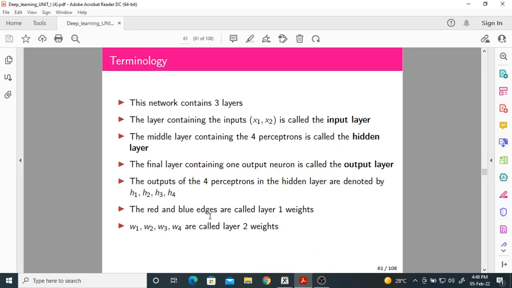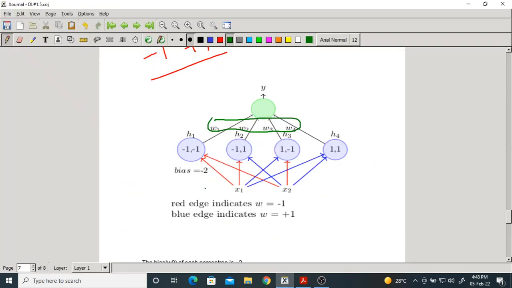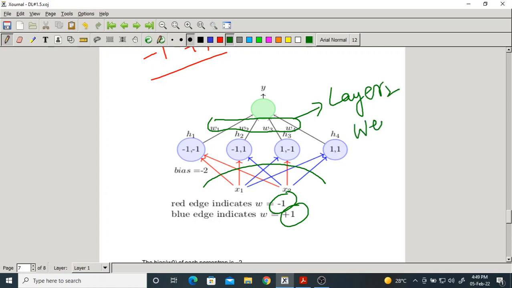The red and blue edges are called layer 1 weights. These are edges, no? Red and blue, they are called layer 1 weights. Red means -1, blue means +1. They are the layer 1 weights. What are W1, W2, W3, W4? These are called layer 2 weights.